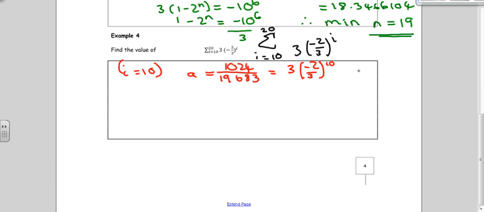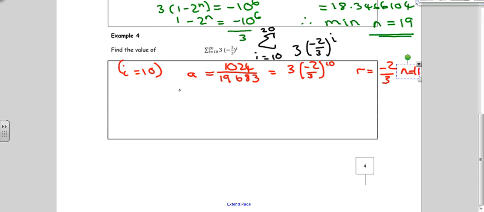And of course, our ratio, R, is minus 2 over 3. And our N, well, how many terms is there including 10 and 20? Between 10 and 20, that's actually 11 terms.